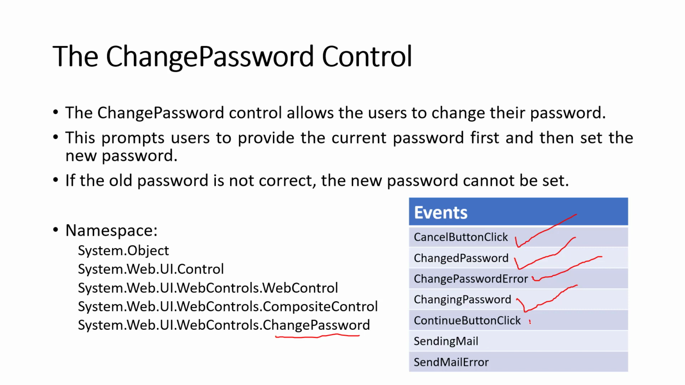Next is ContinueButtonClick. It is initiated when the user clicks on the continue button. Next is SendingMail. It is initiated before the user is sent an email confirmation that the password has been changed. And the last one is SendMailError. It is initiated when there is an SMTP error sending an email message to the user.